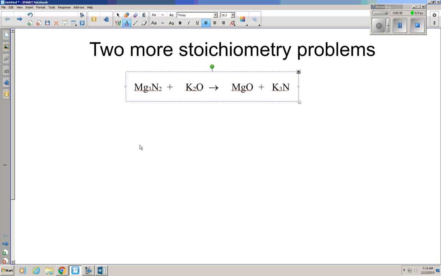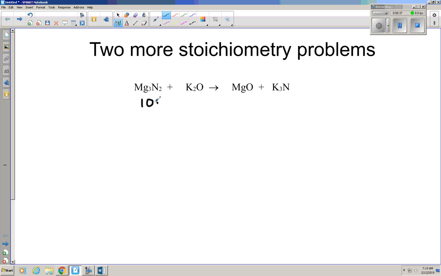But let's say I was given a problem like this, and let's say I was given 10 grams of magnesium nitride, and let's say for the heck of it, I want to find out how much mass of magnesium oxide I could produce from this. So that's my problem. Again, the question mark is, I'm going to put grams here because I want to know how much mass of this I could produce.